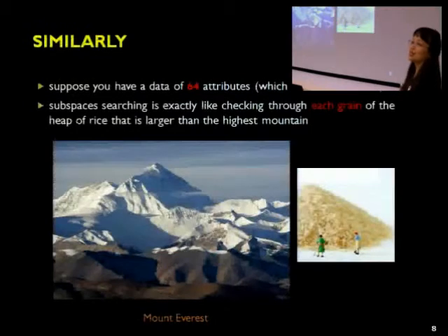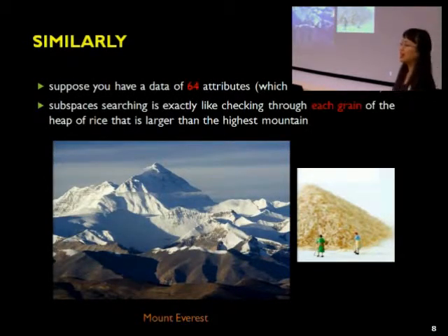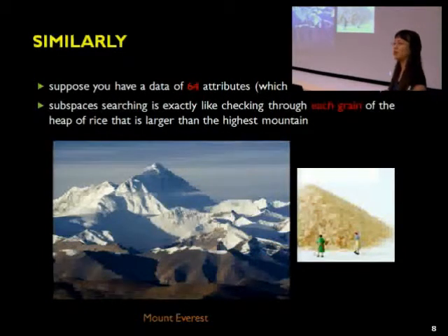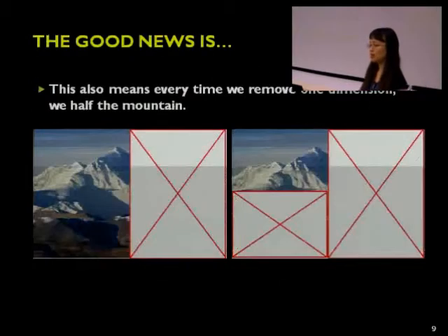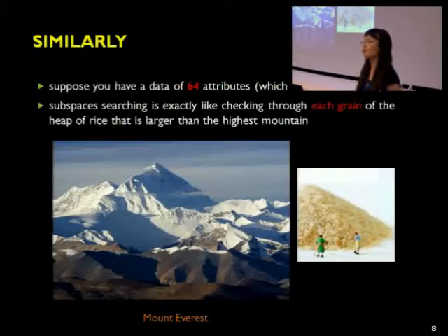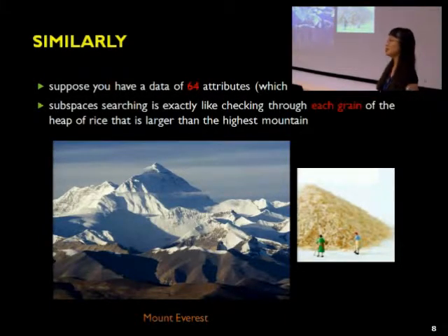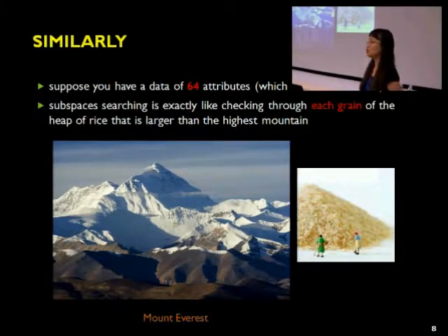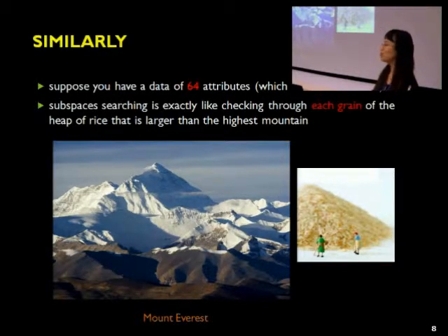And this is equivalent to 1,000 times the global production of rice in the year 2010. So if you reflect this to your subspace search problem, suppose you have a data set of 64 attributes, which is not very uncommon nowadays. If you think about the term vector the speaker mentioned in the morning, or image data, this is actually not too big a data set. However, if you want to search for the subspace, this is exactly the same as looking through each grain of rice that belongs to a heap of rice larger than Mount Everest. So this is computationally prohibitive.